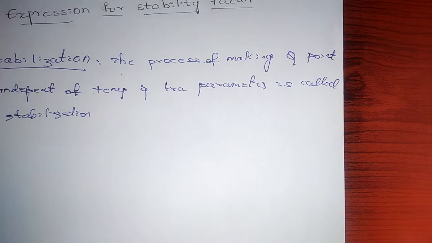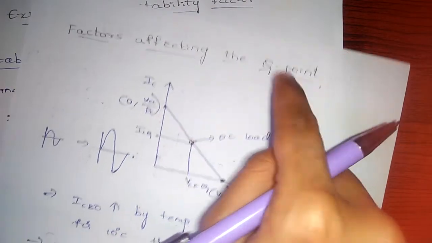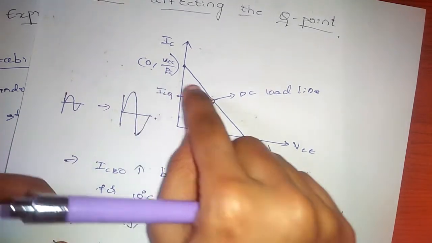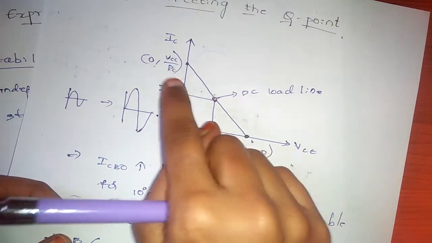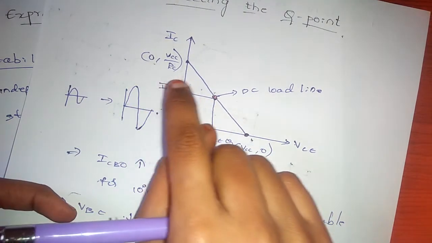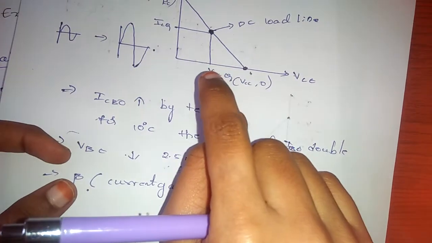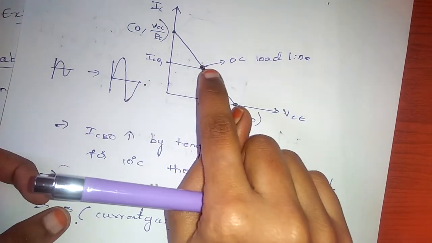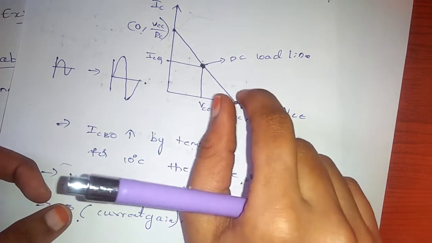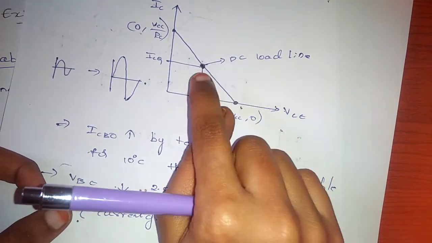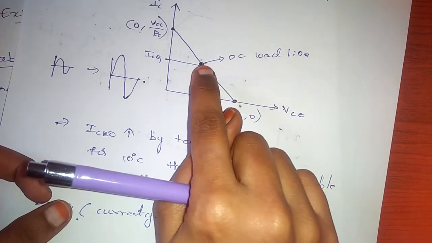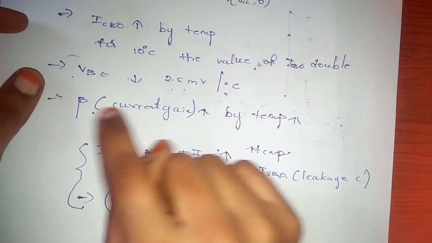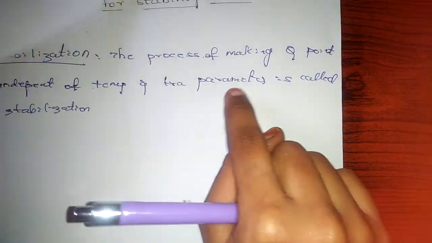In the previous class, we discussed the factors affecting the Q point. To get the output without any distortions, such as clipping due to the cutoff region and saturation region, we have to fix the operating point in a very specific manner. It is not only important to set the Q point, but also very important to maintain it without variations of temperature and beta factor, meaning transistor parameters.